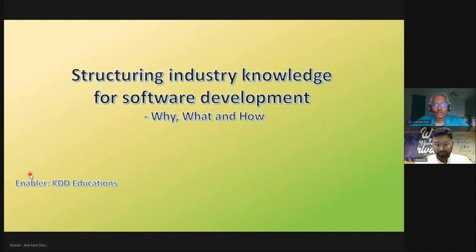What, as I said, I'll cover it in three parts. First is why we are talking about this, right? And then we will talk about what, and then major portion we will cover on how. Now, this whole thing about structuring industry knowledge for software development, I have spent more than 3 decades in IT.